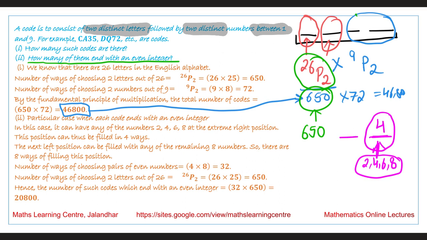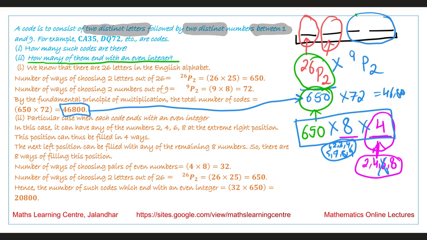If one of these digits is filled, the options left over here: suppose 6 is filled. We have the options 1, 2, 3, 4, 5, 7, 8 and 9. So in total we have 8 options. So the final answer we obtain is the product of these 3 terms.